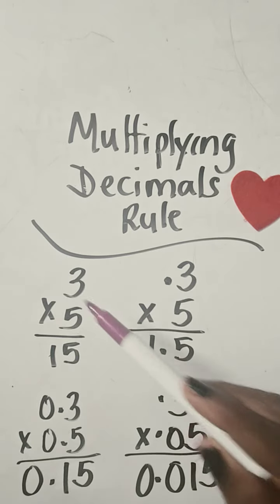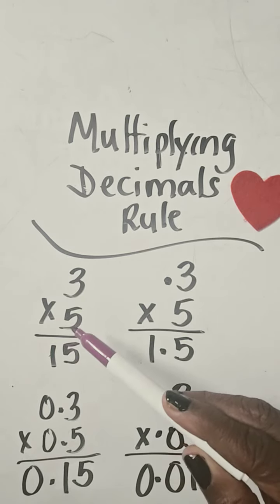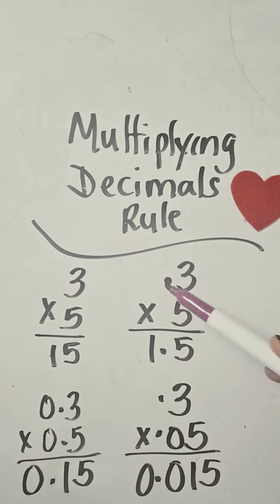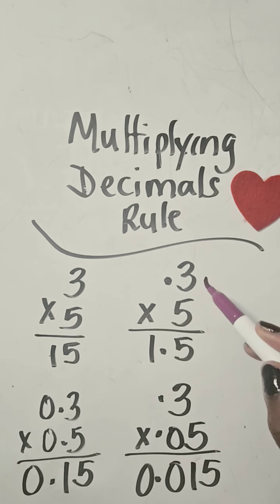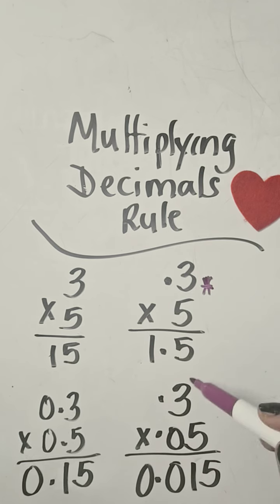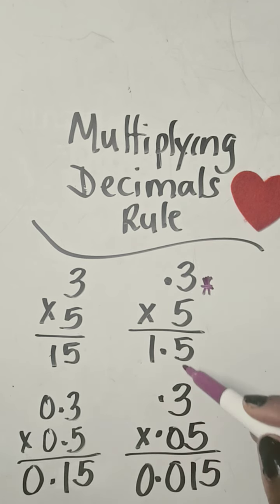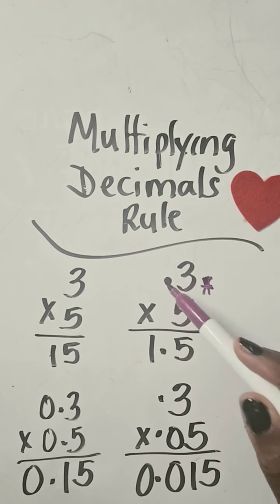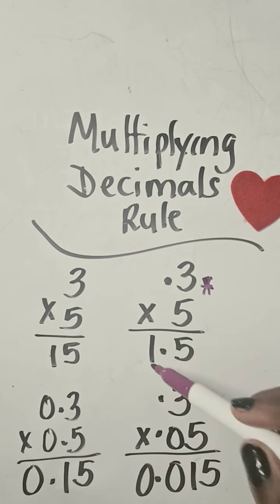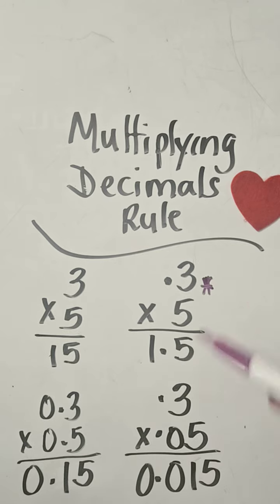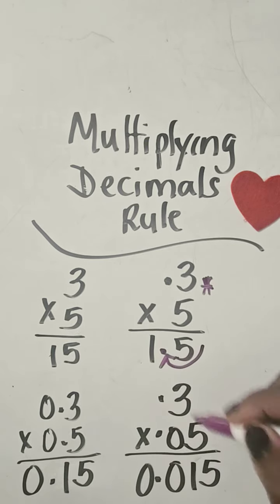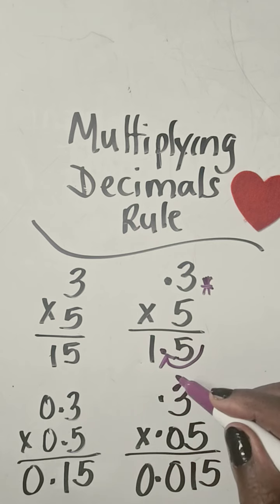For example, 3 times 5 has no decimals, so the answer is 15. But in this case, where it's 0.3 times 5, there's one number behind a decimal here. So in your product, in your answer, you must have one number behind the decimal. So 0.3 times 5 will give you 1.5. And usually you start in the back and you move your decimal one place. You do the math and then you move your decimal.